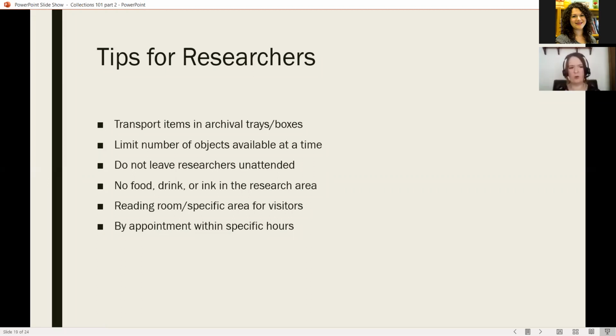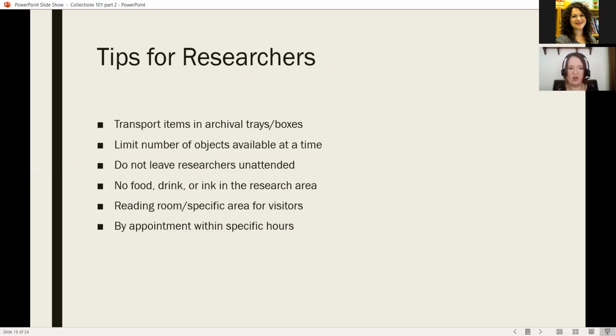So I just had a couple of quick tips for researchers here. Generally, if you have the capacity to have a reading room for researchers, that's great, because then you can control the environment in which they're interacting with whatever collections they're using. It's generally a good idea to transport items in archival trays and boxes so that, like we were talking about before with handling, you keep it stable. If they ask for several different collections at once, you want them to interact with them one at a time.